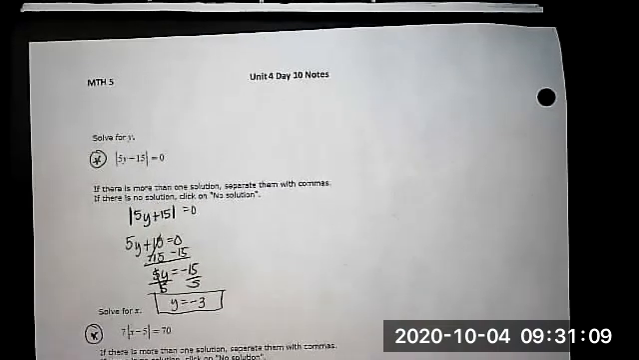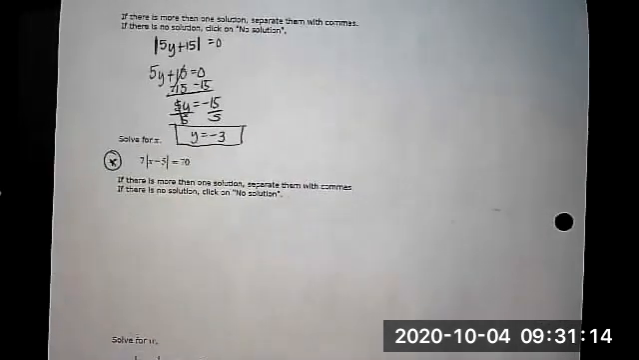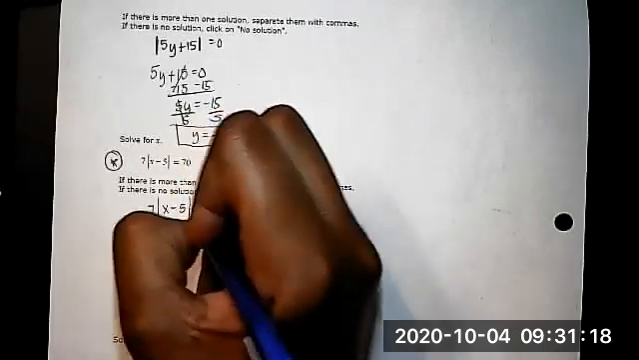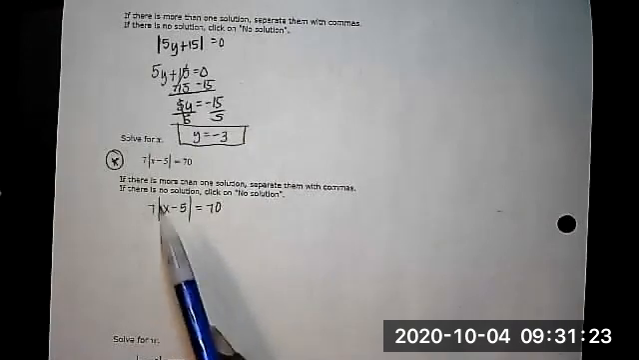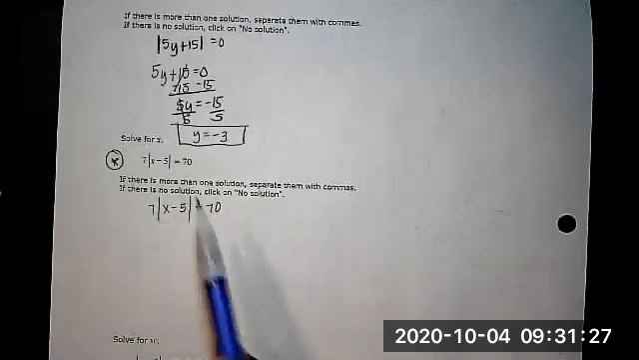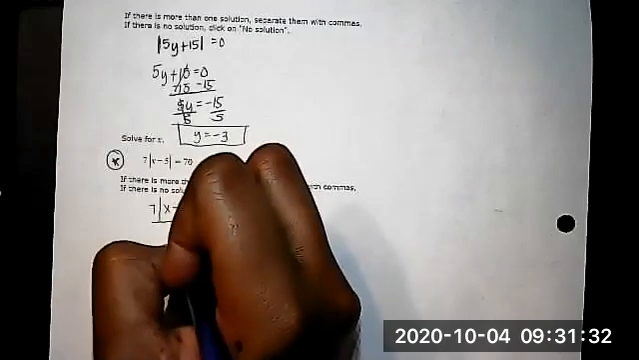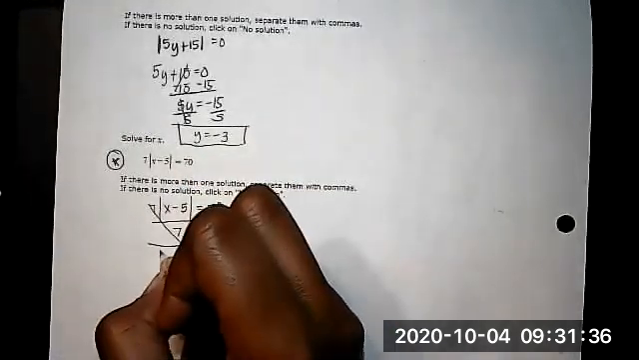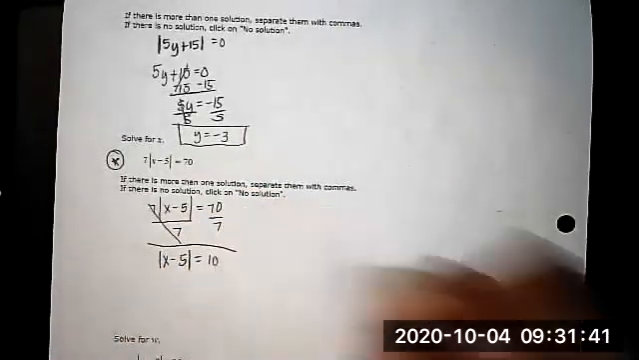Good. All right, so a problem like this: 7 times the absolute value of x minus 5 equals 70. In order to solve these problems, you have to get rid of this extra number. You cannot distribute. No, no, no. In this case, you want the absolute value by itself. So in order to do that, I'm going to divide by 7 on both sides. I'm going to get rid of this number here. So the absolute value of x minus 5 equals 10.